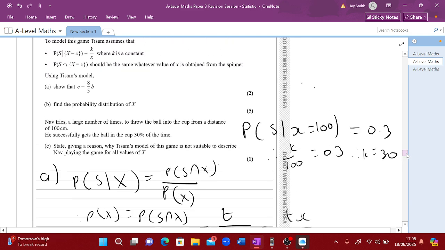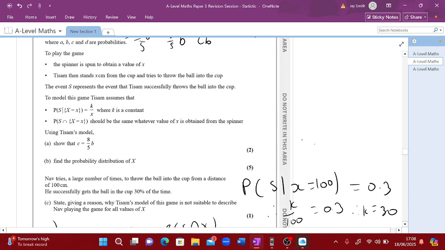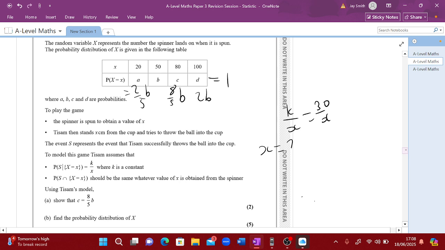So we know what KX is. No, K. So K over X will become 30 over X, wasn't it? So then let's try some values, because that's what it asks us to do, for all values of x. So let's consider x is 20 first of all. So then 30 over x will become 30 over 20, which would be 3 over 2, which would be 1.5.